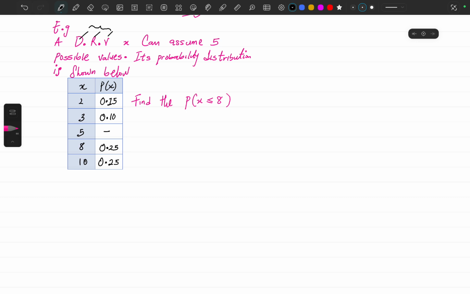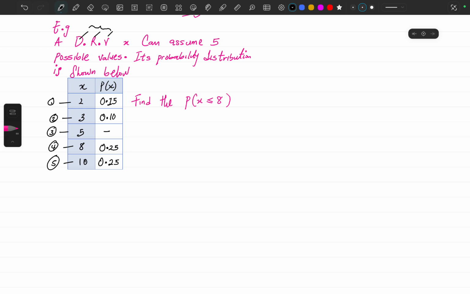DRV, discrete random variable. X can assume 5 possible values, that is 1, 2, 3, 4, and 5. So it can assume 5 possible values. Its probability distribution is shown below. Okay, so this is the probability distribution.